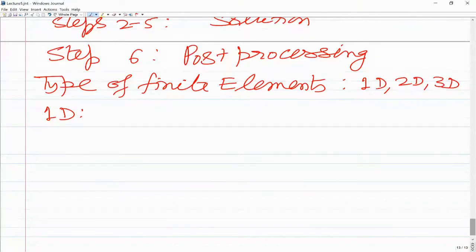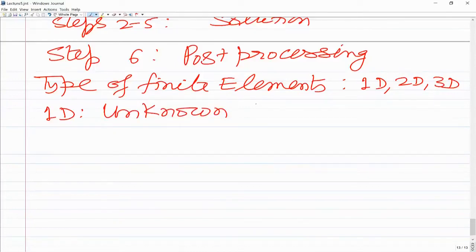If you look at the structure, say the stiffener in the submarine or a ship, you will find that compared to the length of the stiffener, the cross-sectional dimensions are much smaller. So that can be modeled as a one-dimensional finite element. So in case of 1D elements, essentially the one dimension is much larger compared to the other dimensions. So that is one thing.